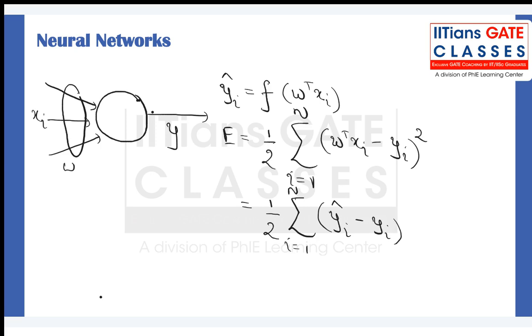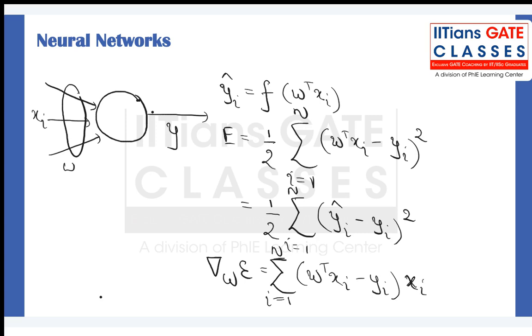And now if I differentiate this with respect to w, because I'm trying to minimize it, then what you get is something like this: summation i equal to 1 to n of w transpose xi minus yi into xi. And why do you get this? Chain rule. That's why I added the 1 by 2. If you apply the chain rule, this 2 comes out. And then the differentiation of w transpose xi minus yi with respect to w is just xi. So this is nothing but the chain rule.